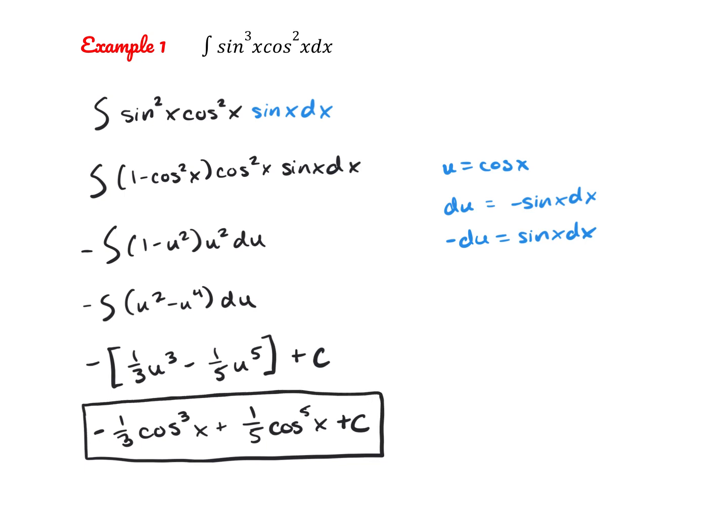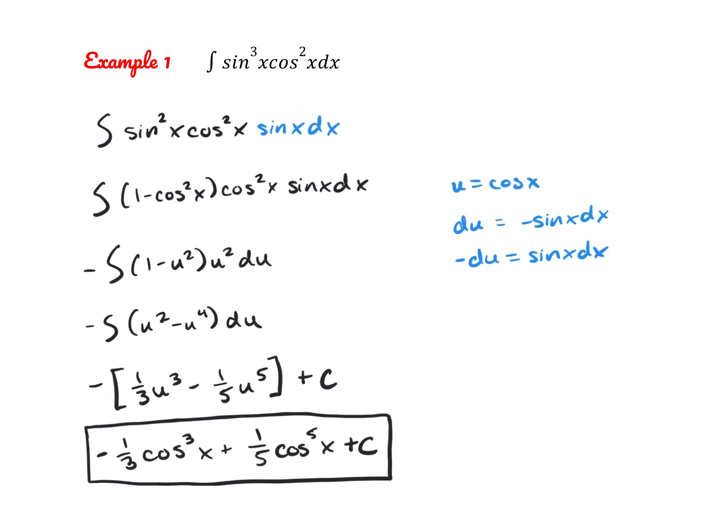So again, our whole purpose of setting aside this single power of sine is so we can set u equal to cosine, whose derivative is negative sine, so it cancels out. So we do this very strategically at the beginning because we know we're going to be using u sub.